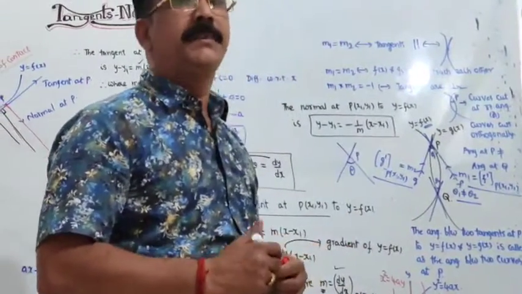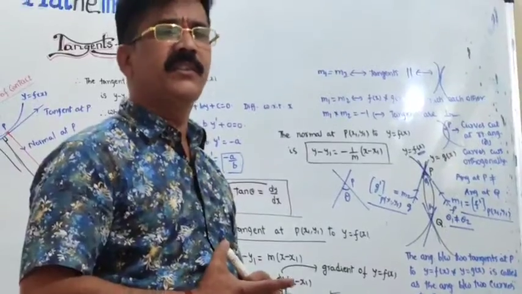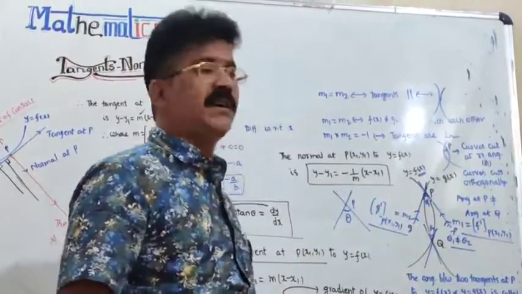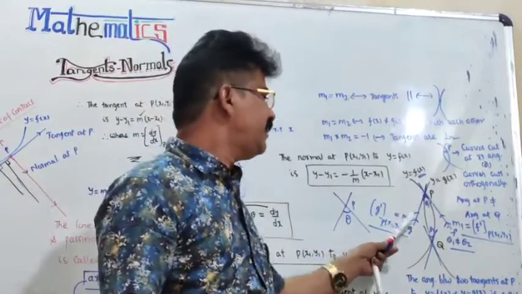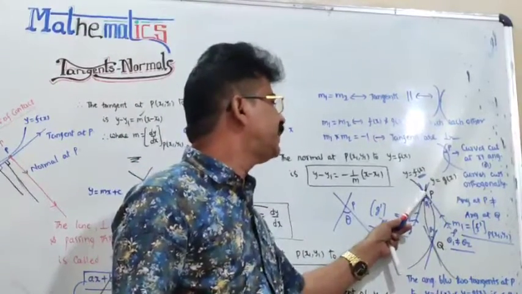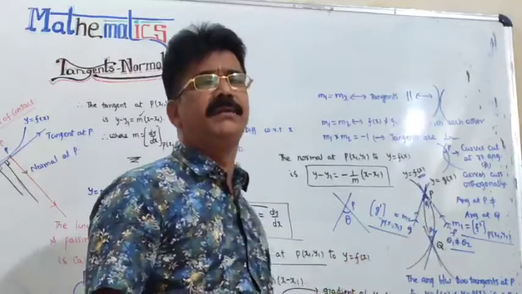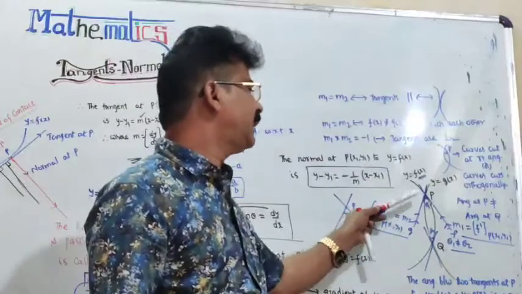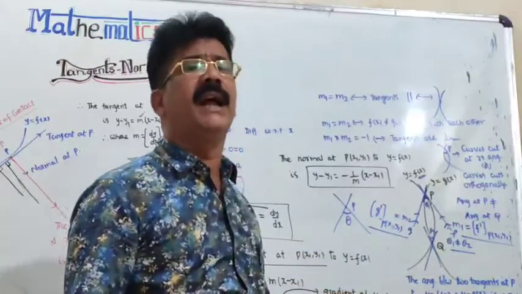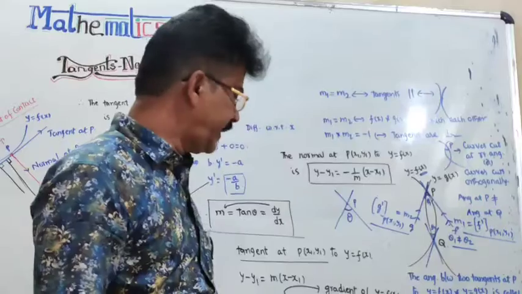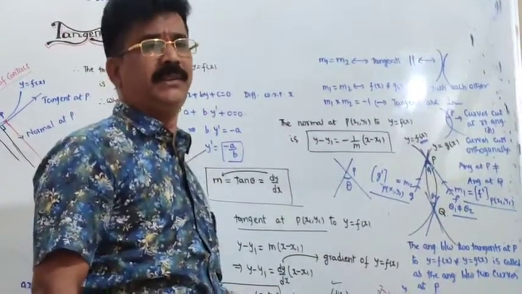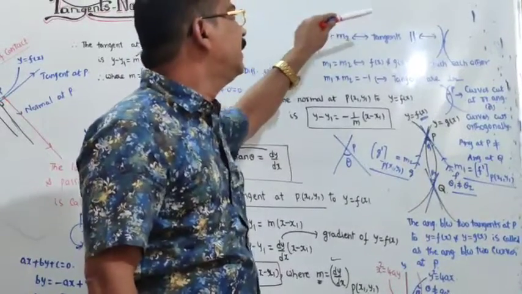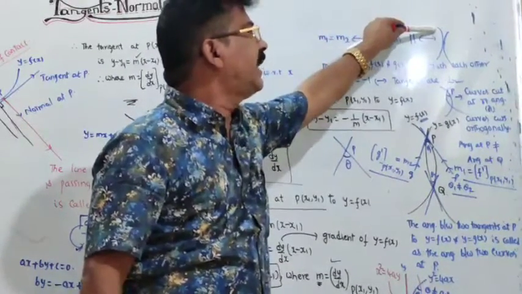Later, if capital P and capital Q are the points of intersection of the two curves y is equal to f of x and y equal to g of x, then the angle between the two tangents at capital P is nothing but the angle between the two curves. The angle at P may not be equal to the angle at Q. For example, let us take two parabolas. Understand? Later, if m1 is equal to m2, then the curves touch each other externally.